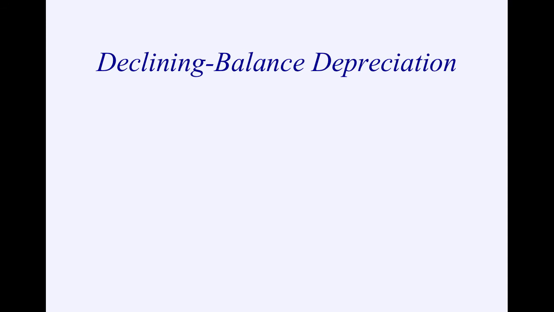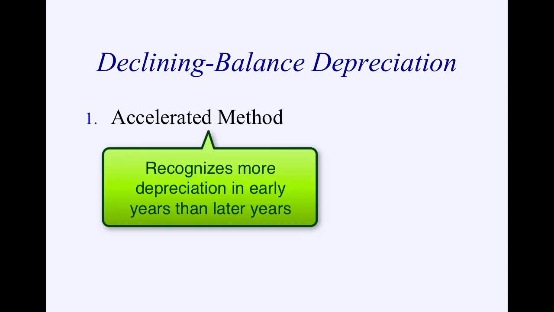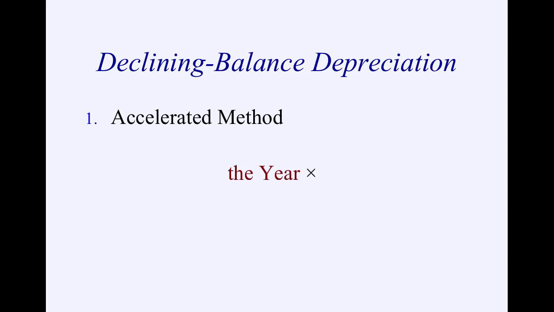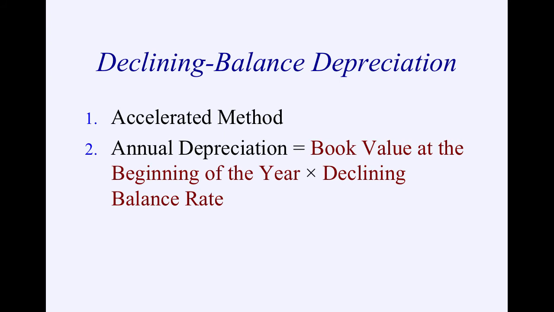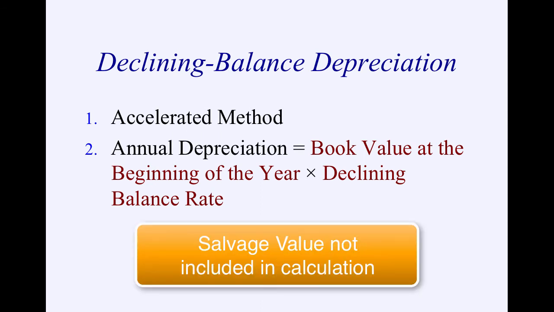Let's now talk about declining balance depreciation. Declining balance depreciation is an accelerated method. What this means is we record more depreciation in the early years of the asset's life than in the later years. In calculating annual depreciation under this method, we take the book value of the asset at the beginning of the year and multiply it by the declining balance rate. You will notice salvage value is not used in this calculation.